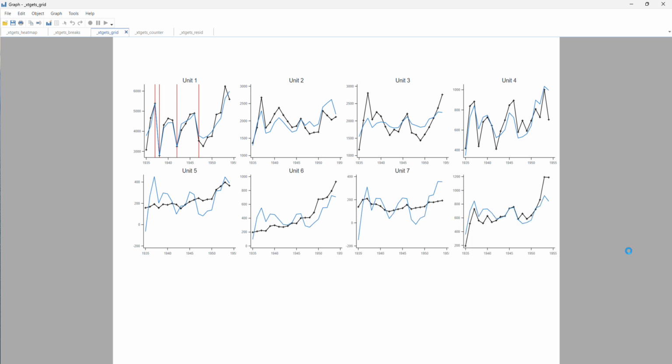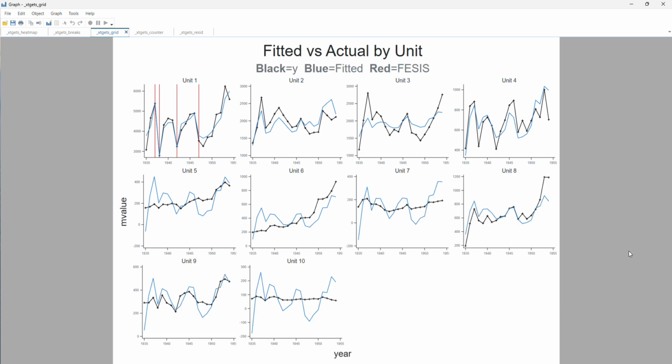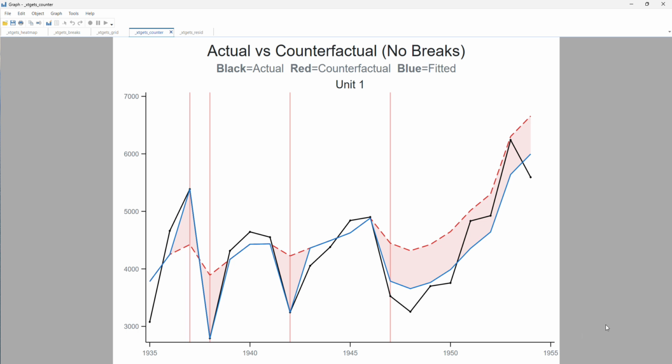Then this is the grid for each cross section, where the black line is the actual dependent variable, the blue line is the fitted dependent variable, and the red is FPSIS. So it identified only for the first one. It didn't pick up for any other cross section. So this way you can plot the FPSIS in the grid. Next plot looked at the first one only. Counterfactual. So it only identifies the cross section where there was a problem and shows you in detail.